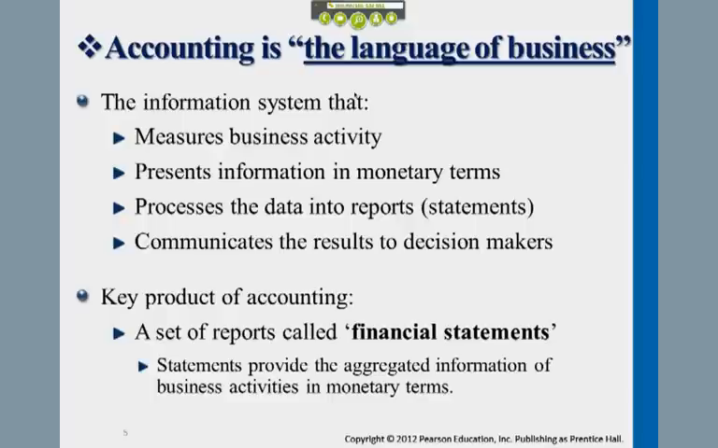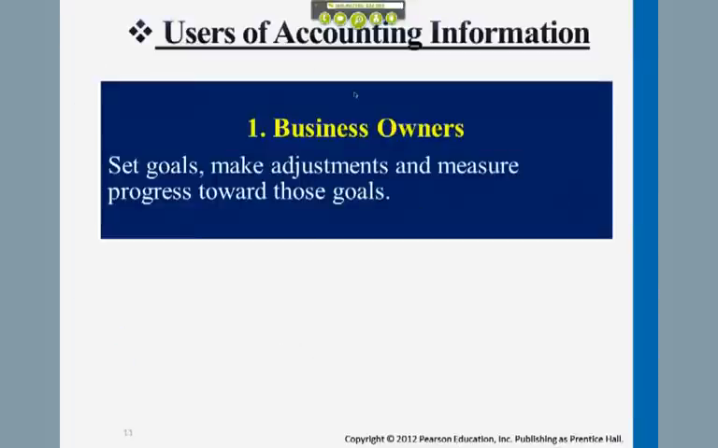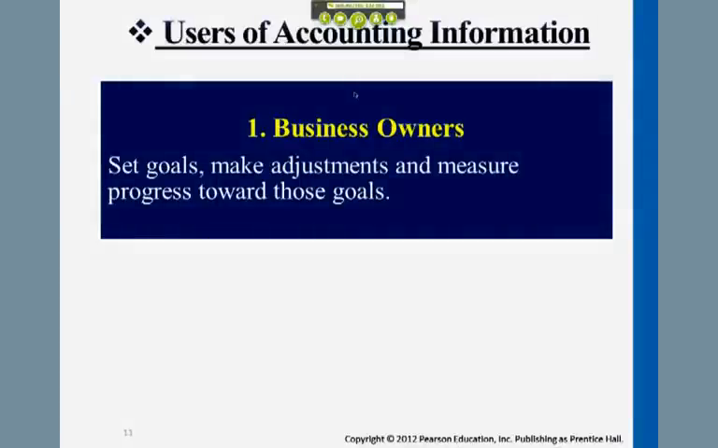Speaking of decision makers, remember we talked about a few parties that need to know the information of business activities. Did you name a few? Creditors. Investors. Creditors are the people who lend money to the corporation. Investors contribute capital to the business. Business owners, the managers, need to set goals and revise their strategies. These are the people that use the financial information.